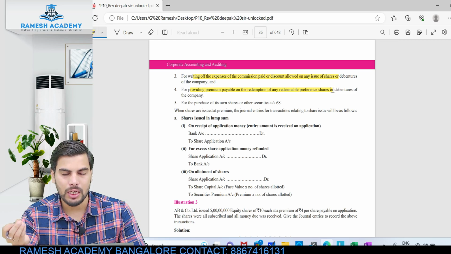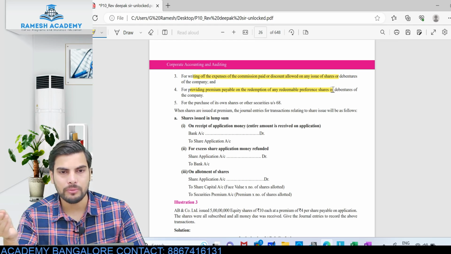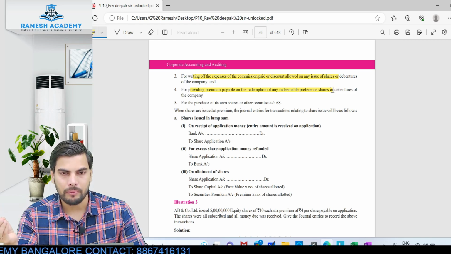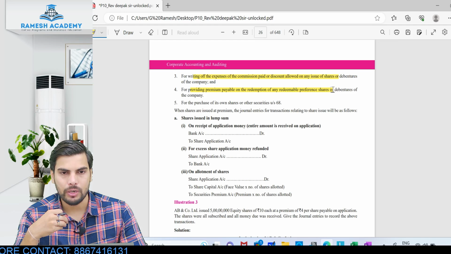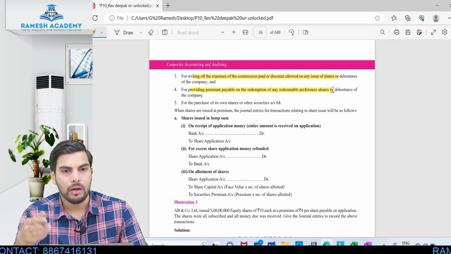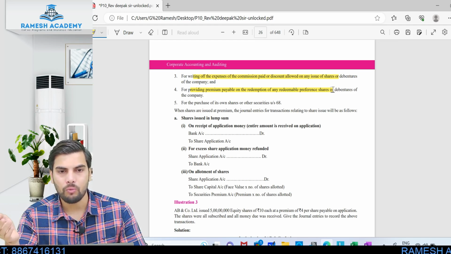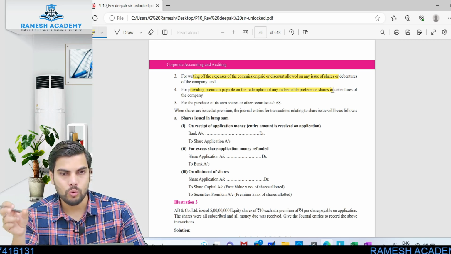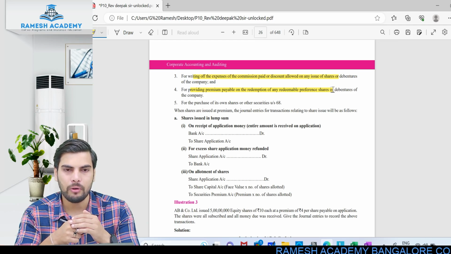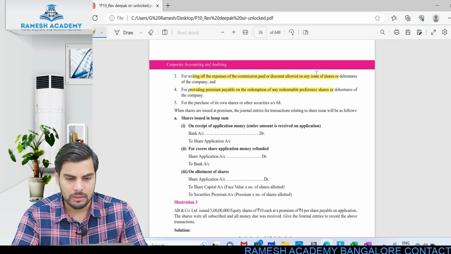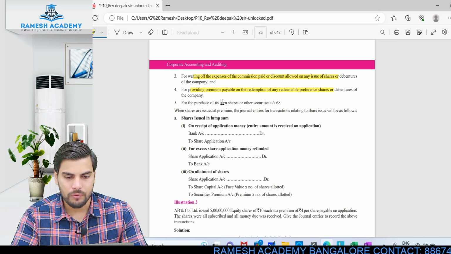When I issued the shares, let's say I collected 5 rupees in excess. At the time of redemption I am paying some extra premium. Let us say a 100 rupee share was issued at 105. 5 rupees is the securities premium which I collected. Now at redemption, the 100 rupee share is being redeemed at 102. In order to pay this excess 2 rupees at the time of redemption, the 5 rupees which I had collected initially at the time of issue can be used. Clear? The last purpose is for the purchase of its own shares or other securities.